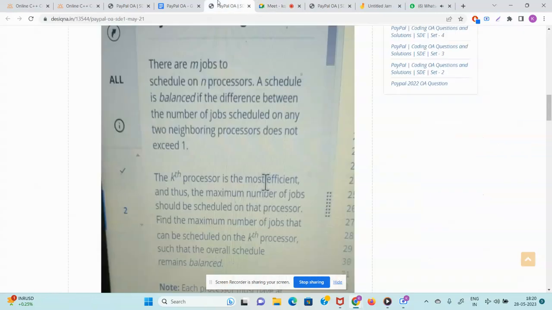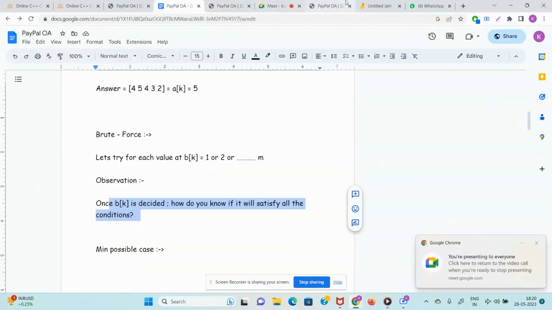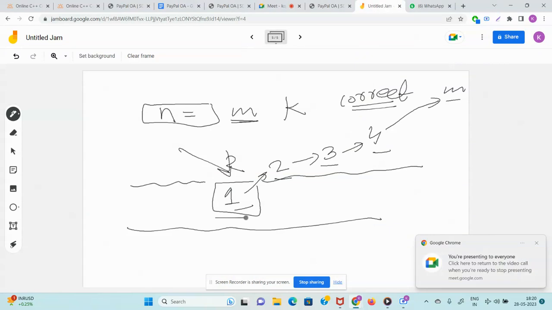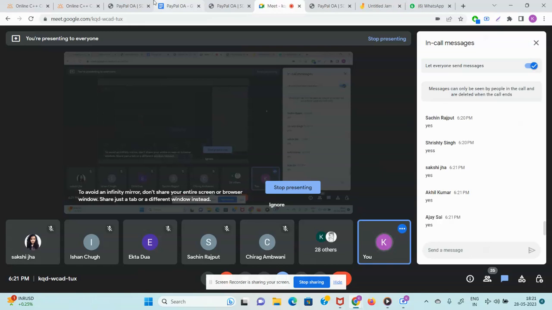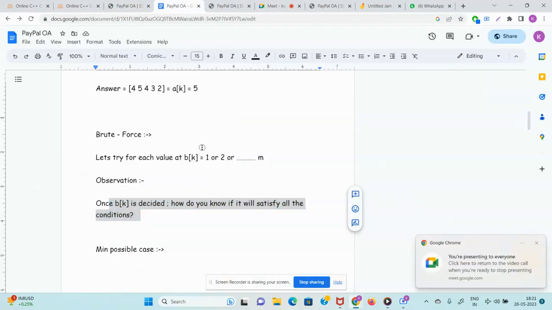Guys, is it clear to everyone that we should try to check? How to check, we don't know yet. I'm just saying that you should try to check for 1, for 2, for 3, for 4, and then just see. How to check, I am going to tell. Guys, clear? Now comes the most important observation.